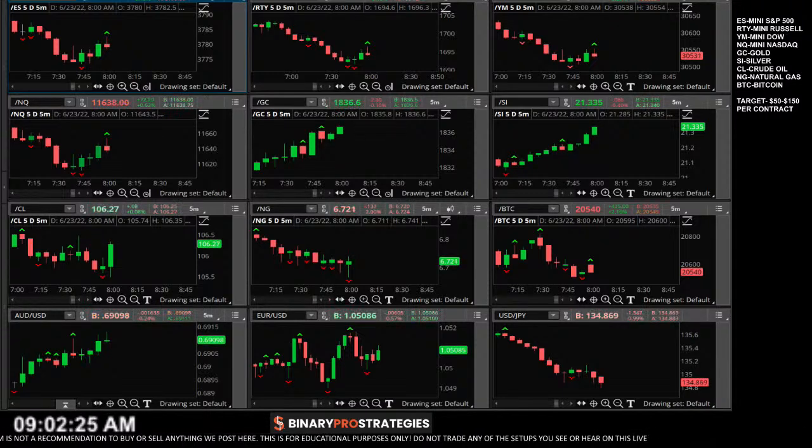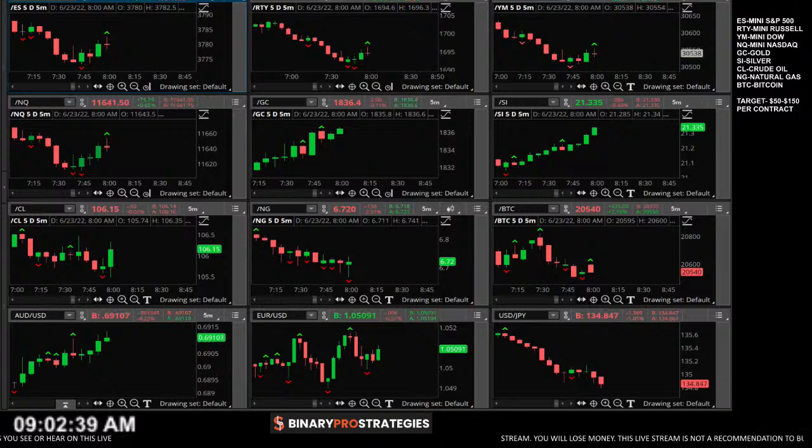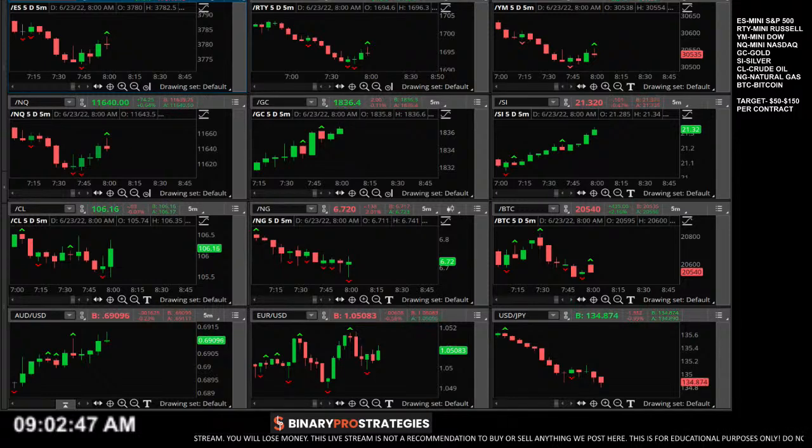So let's take a look and see what we have here. I don't see any initial setups. We're just giving it a minute and see what sets up. Nothing on the currencies. I don't see anything on the indices.